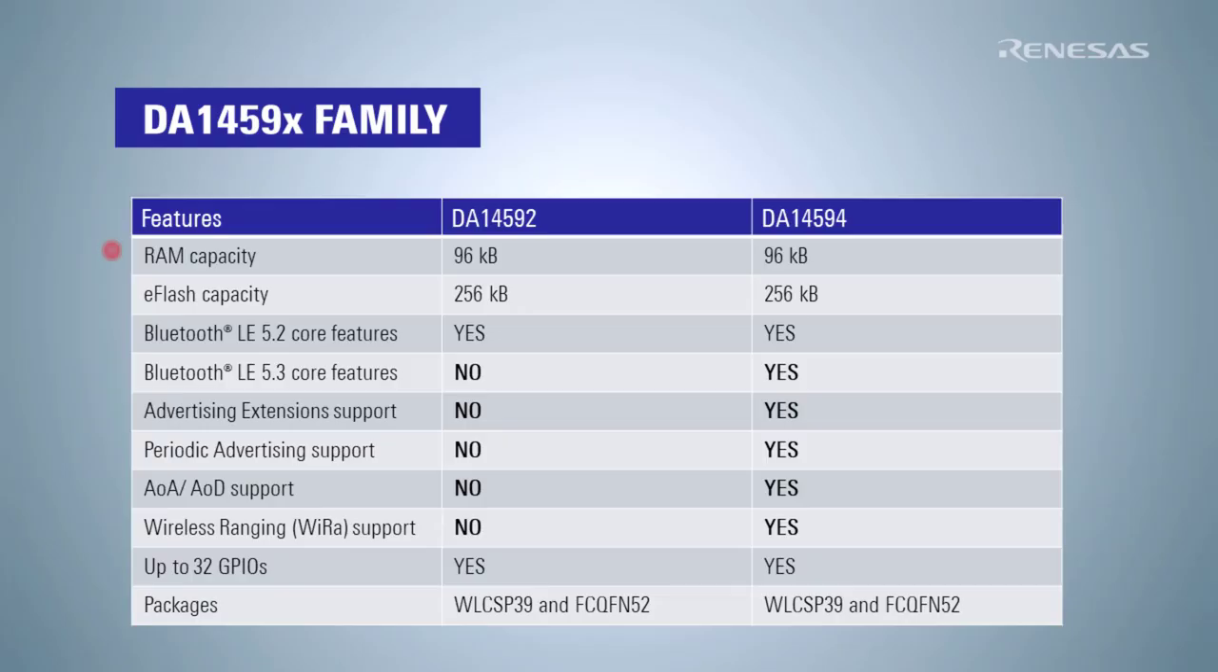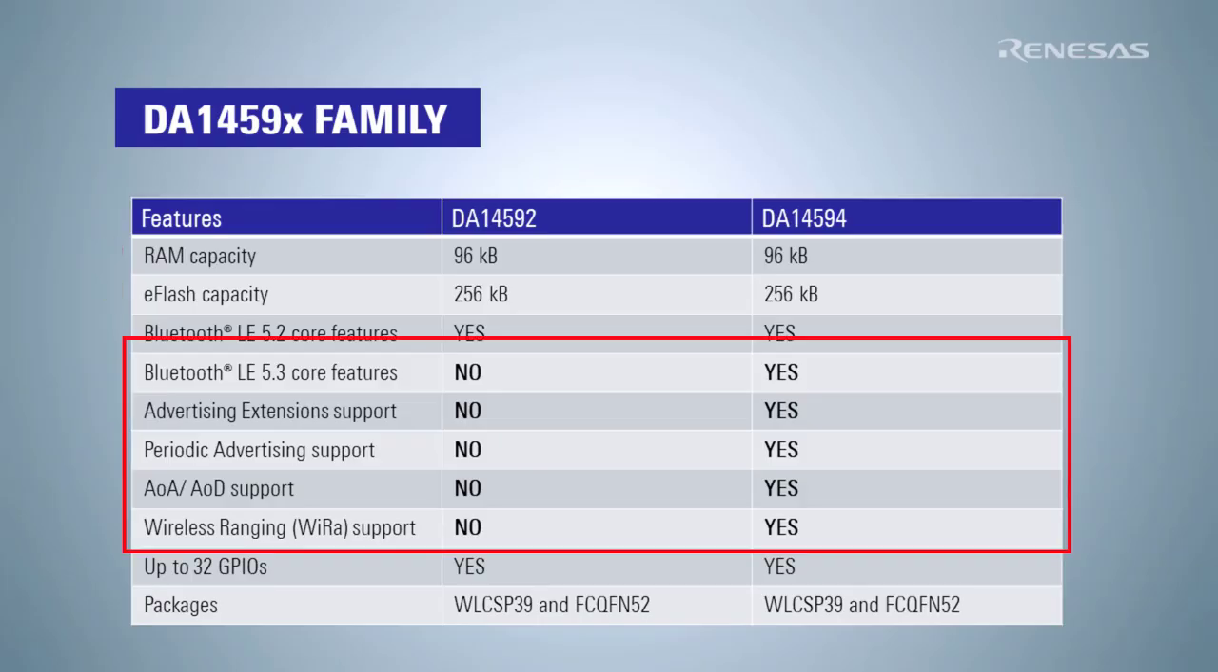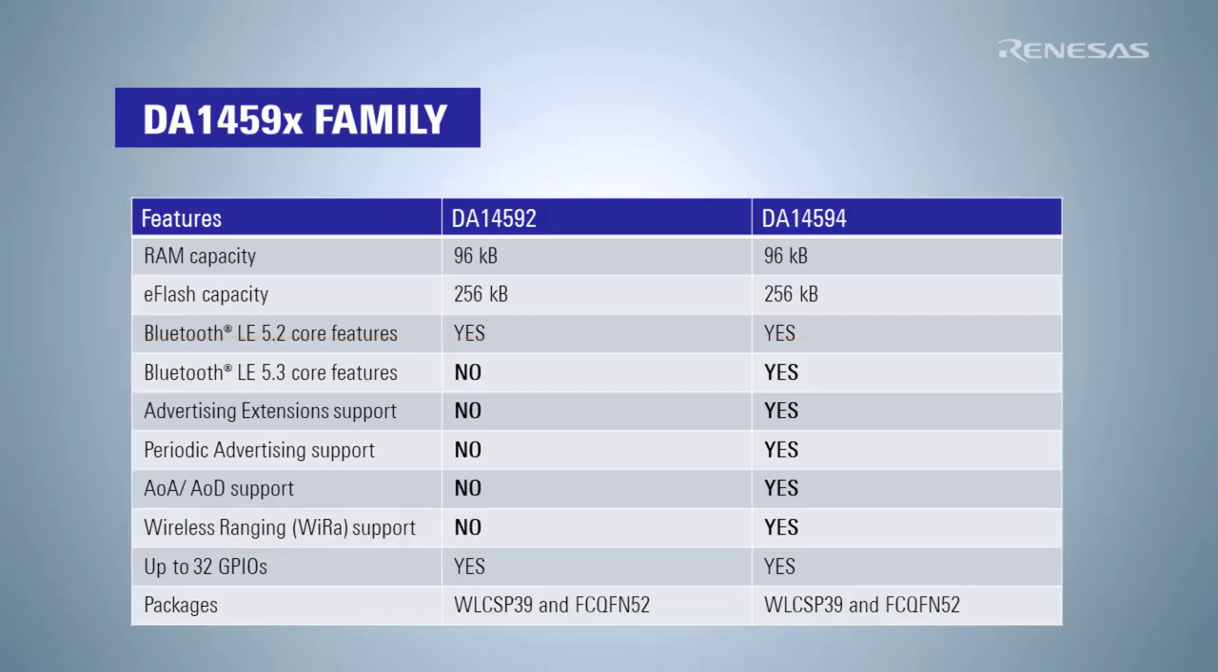Both have 96 KB RAM and 256 KB embedded flash, but the DA14594 supports Bluetooth 5.3, advertising extension support, and advanced positioning features like angle of arrival and angle of departure, along with wireless ranging, which makes it ideal for applications requiring enhanced connectivity and precision. The DA14592, on the other hand, is optimized for cost-sensitive applications while still offering robust Bluetooth 5.2 support.